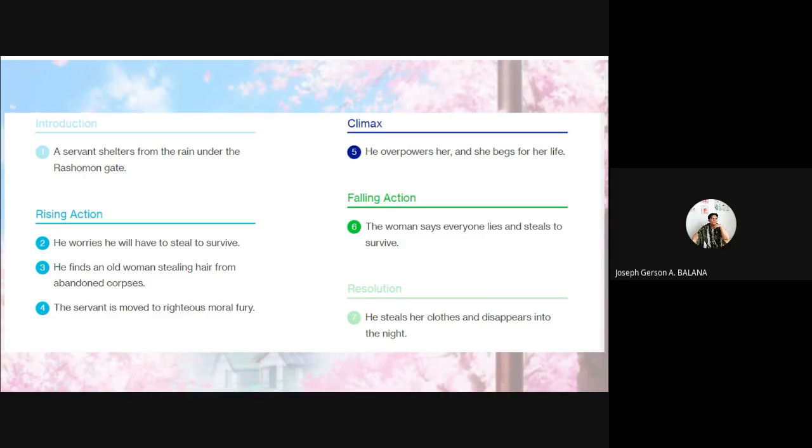Who are the characters in the story? What problem are they both experiencing? Cite passages from the story to support your answer. Sir, the narrator or the old woman, are they considered characters, sir? Yes, the characters. The narrator, of course, is part of the story.